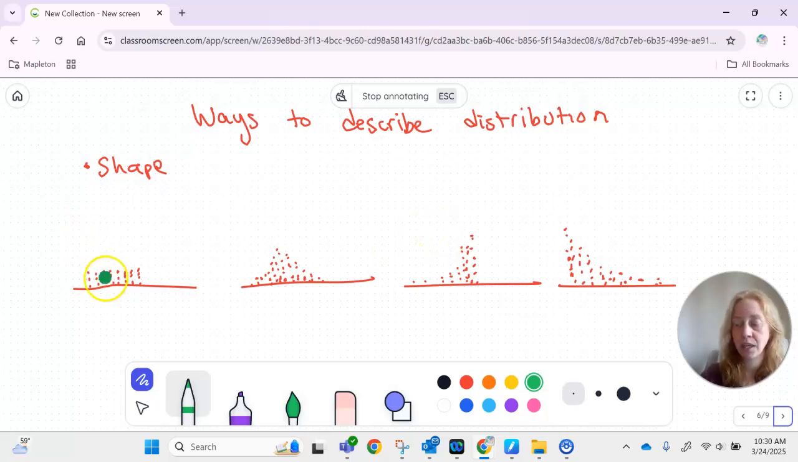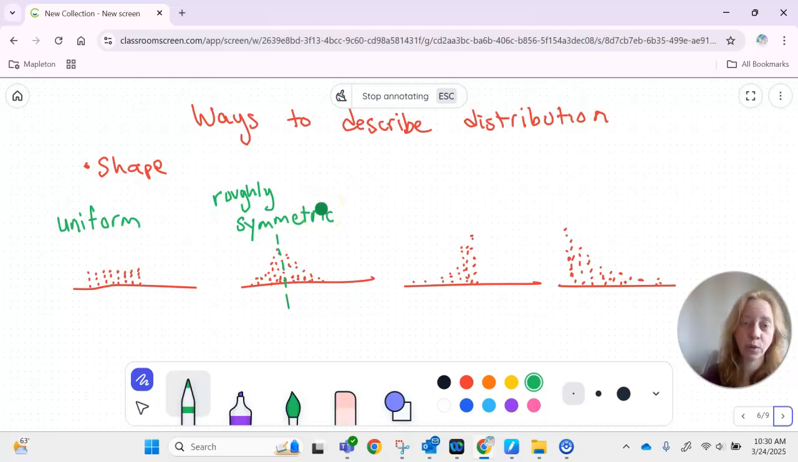So this shape is pretty much the same across the board. It's like everything has an equal chance of being selected. We call this a uniform distribution. This one, if I think about it, I could draw a line right down the center and it's roughly the same on this side as it is on this side. So I would call this one roughly symmetric. And I say roughly because I know my picture is pretty good, but real data in the real world is not always so beautiful. So we usually say it's roughly symmetric, okay?